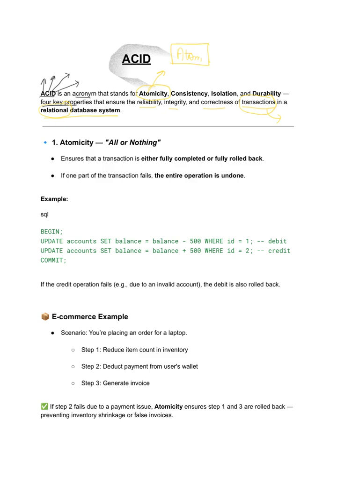So that's how you can define atomicity. Atomicity means all or nothing, either full or nothing. It means that a transaction is either fully committed or fully rolled back. Rollback means whatever you are doing will not happen and will traverse back. Let me give you one example in a few seconds. If one part of the transaction fails, the entire operation is undone.